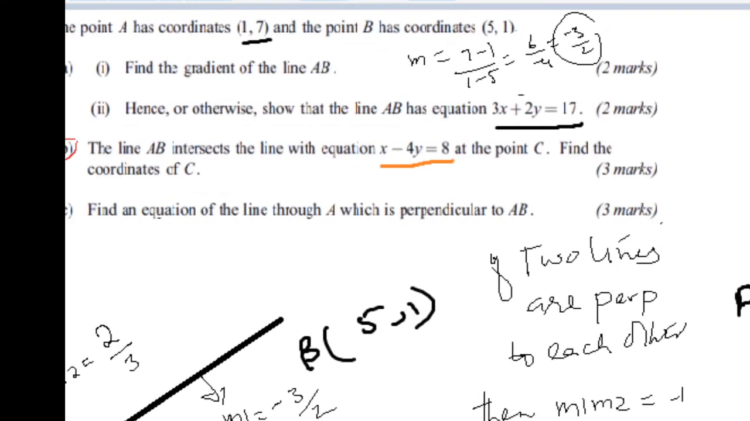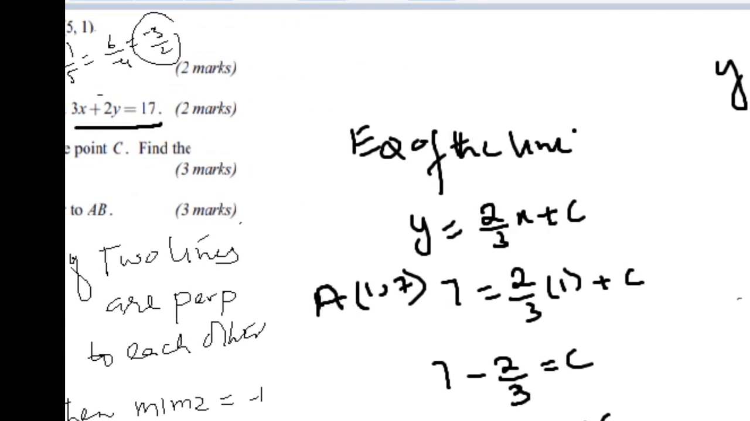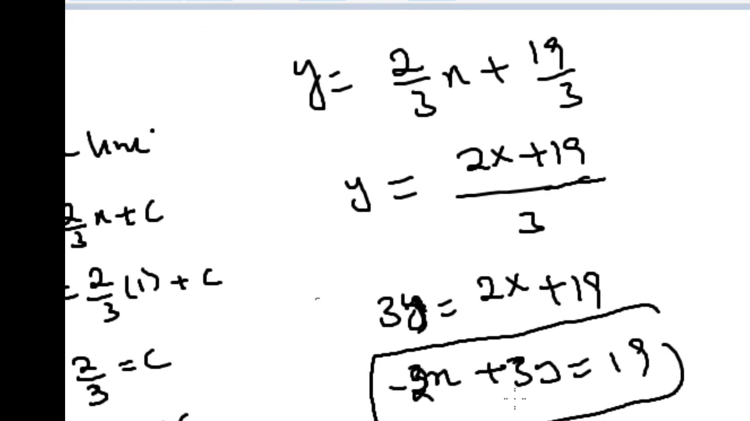So they were asking about the equation of the line which is passing through A and perpendicular to AB. So we got the equation of the line which is passing through A and perpendicular to AB. That equation is this one.